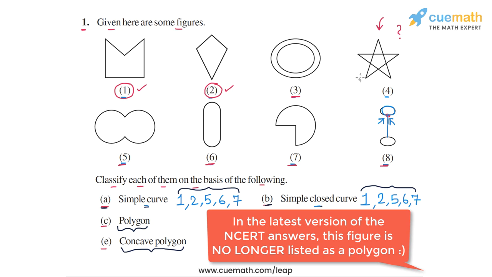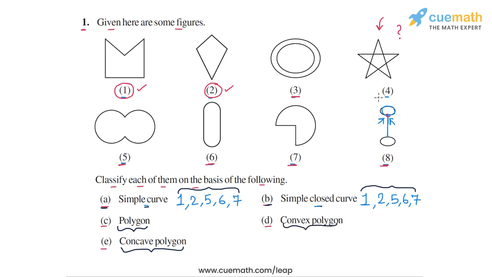Well, technically, the correct answer is that this star that you see is a special type of polygon. It's what we call a crossed polygon. So it's not a simple polygon, it's a crossed polygon because the boundary crosses itself. And let me show you a couple of other examples of crossed polygons.